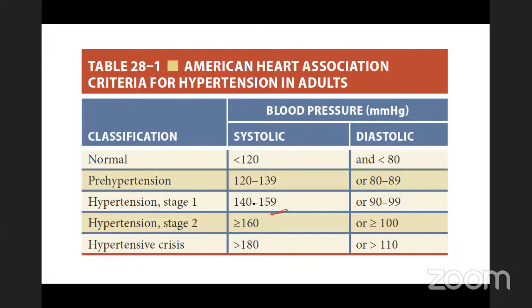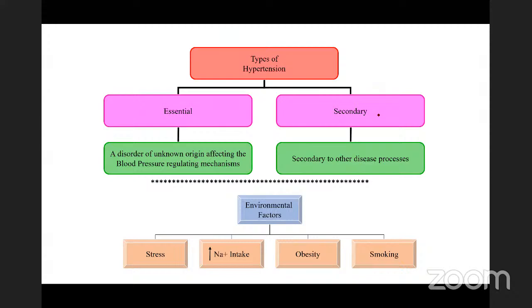So what are the types of hypertension? There are two types: essential or primary hypertension, or secondary hypertension. Almost 90% of the cases of hypertension fall into essential or primary hypertension, where the cause is not known. There is no particular cause for the hypertension that falls into essential or primary hypertension.